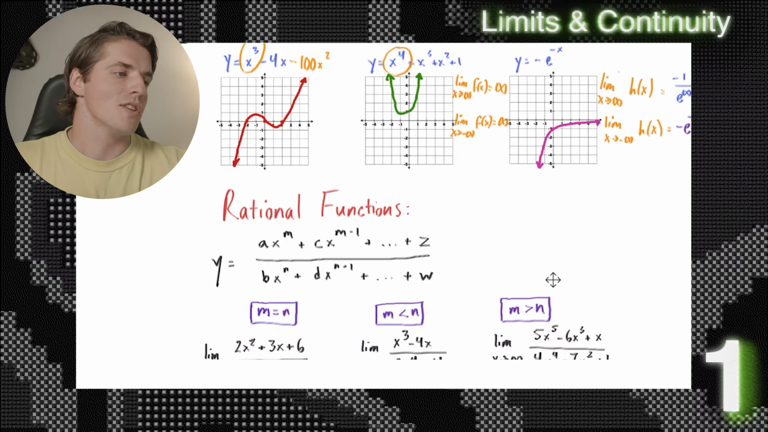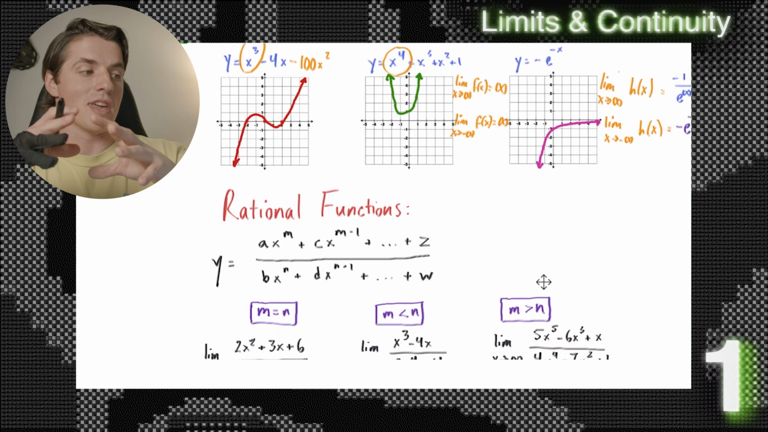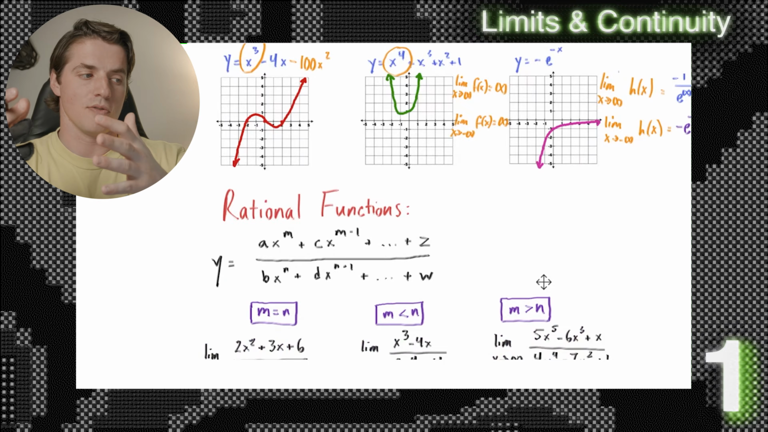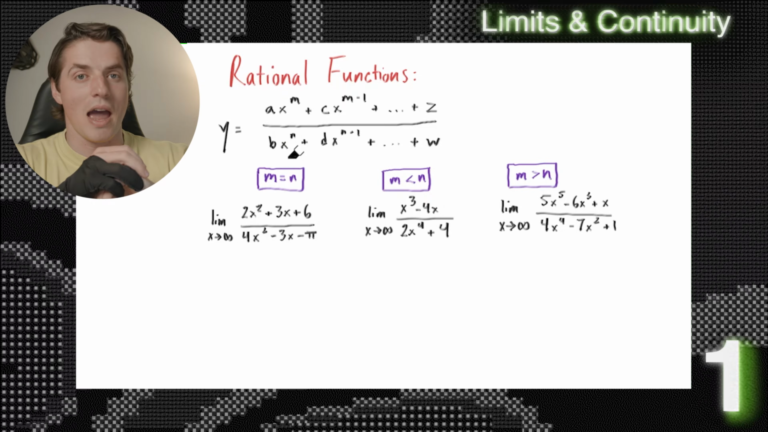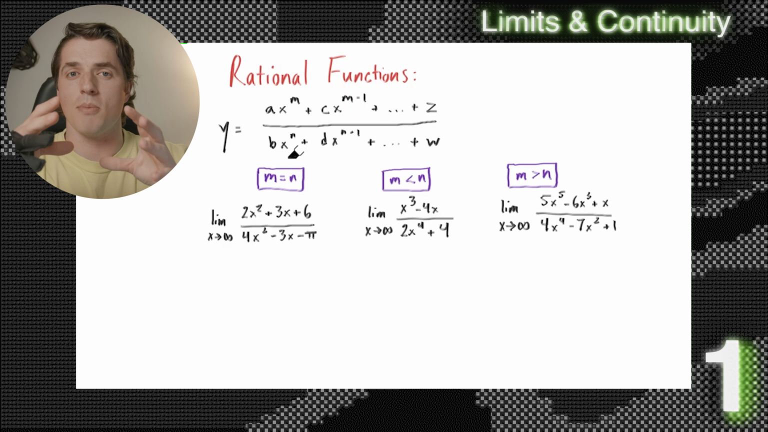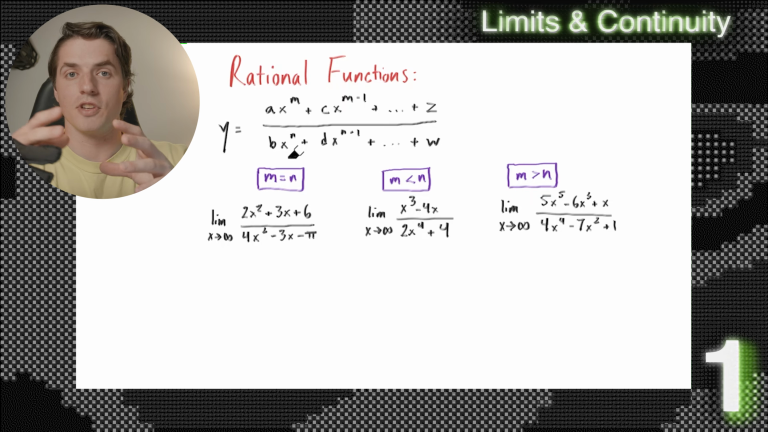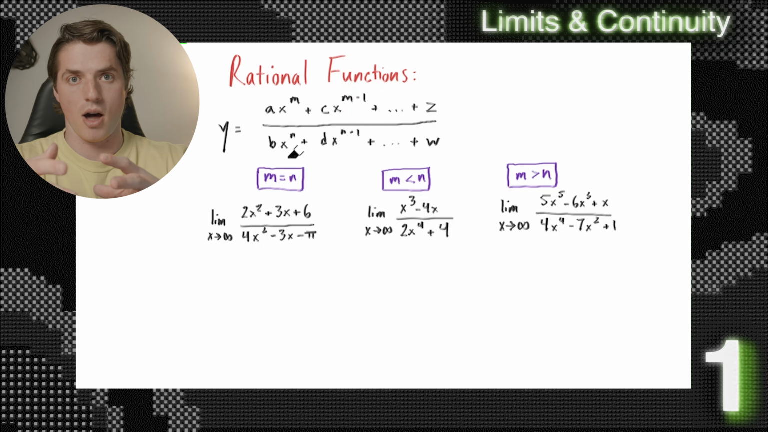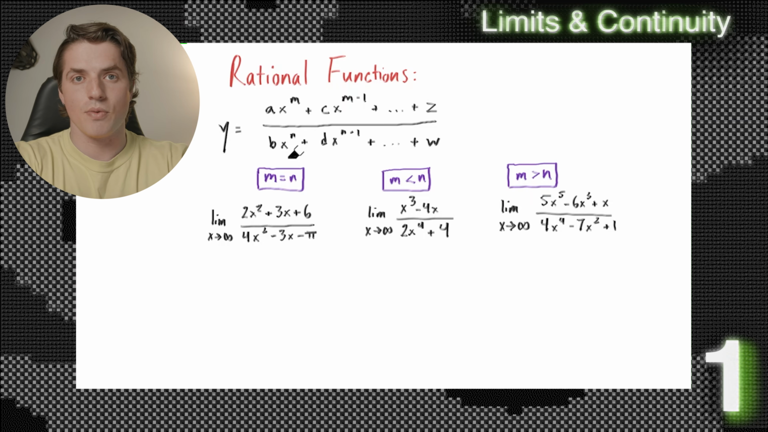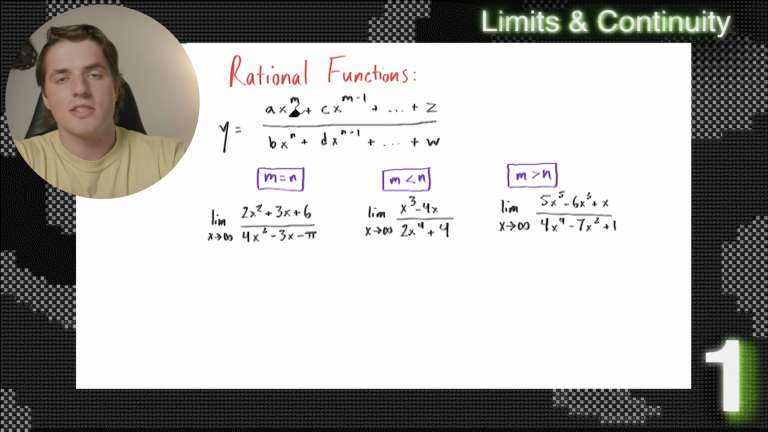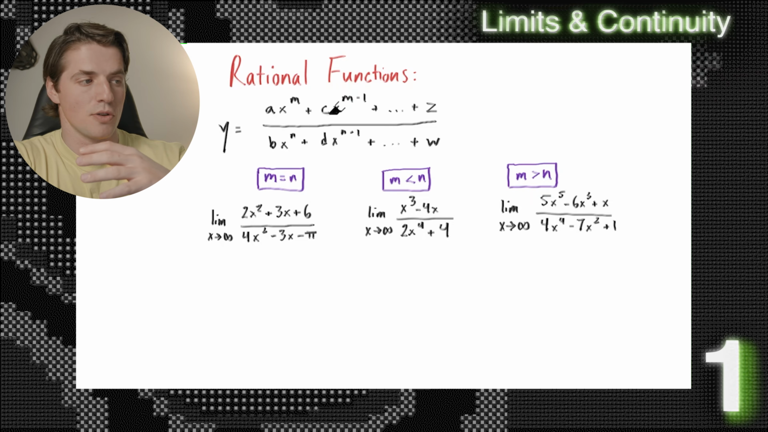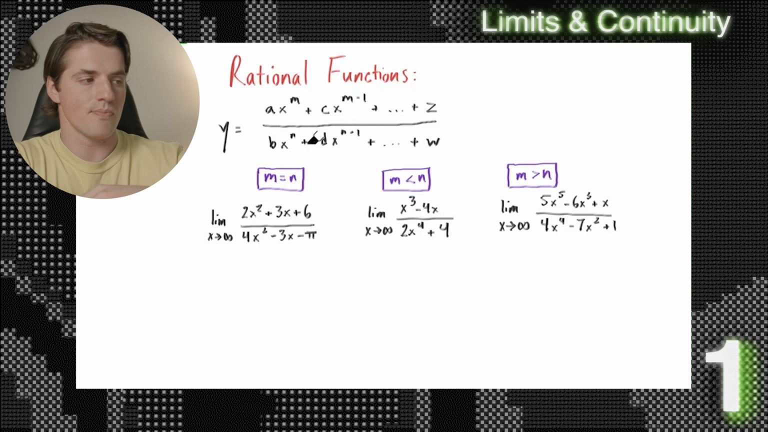Okay, so those are functions that are not rational. They're strictly polynomial or exponential functions. Now we're going to be looking at rational functions with infinite limits. This is the most common type of infinite limit that you're going to be given as a problem on the AP exam. So what is a rational function? It's basically one polynomial or exponential function divided by another.